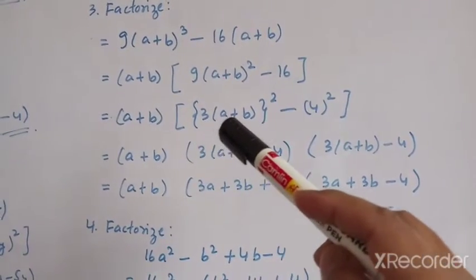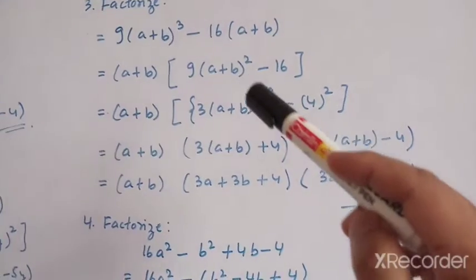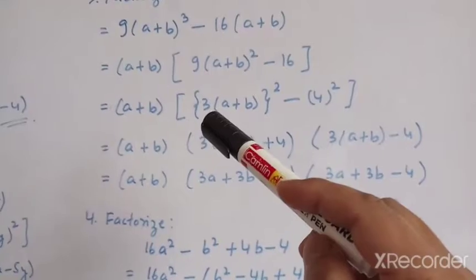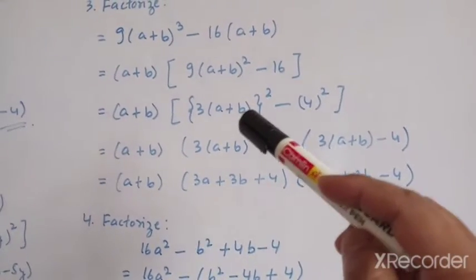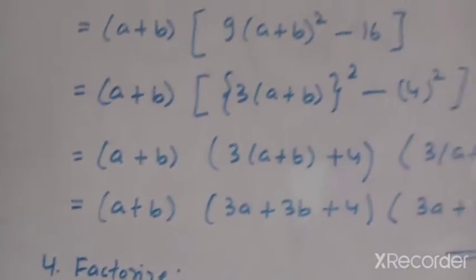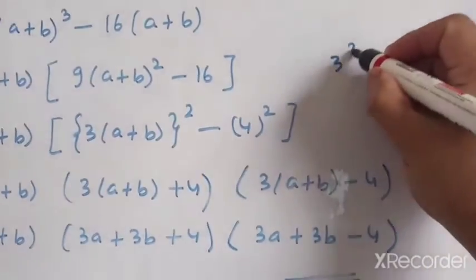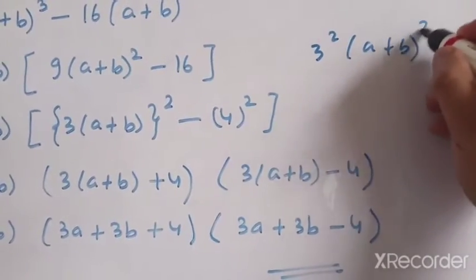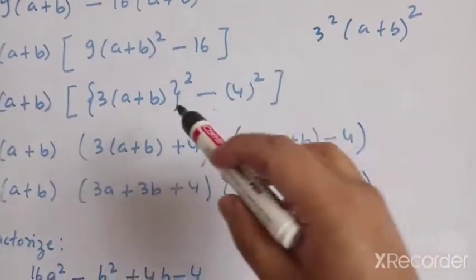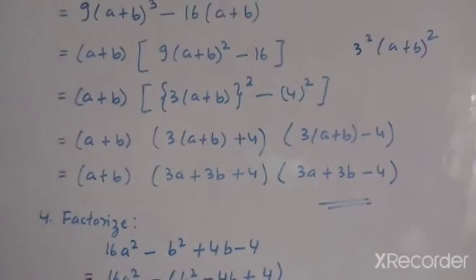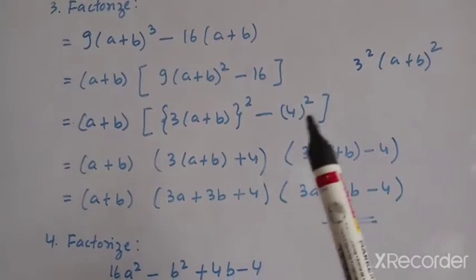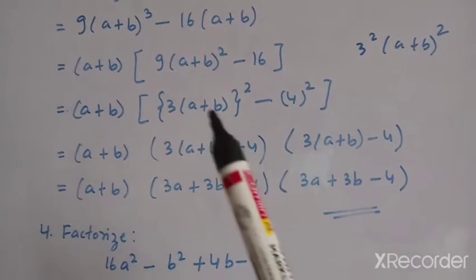Square of 3 is 9, and square of a plus b is (a plus b) square, so this one we can write as 3 into (a plus b) whole square. So you get 3 square into (a plus b) square, which we can write as 3 into (a plus b) whole square. So this square is for both. Minus 16 means 4 square. Now again this is according to the formula a square minus b square, so this will be a plus b into a minus b.